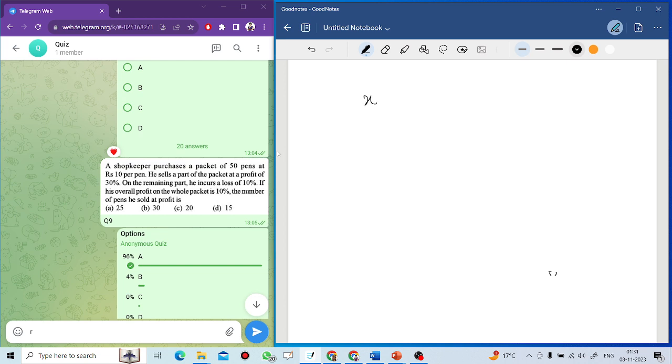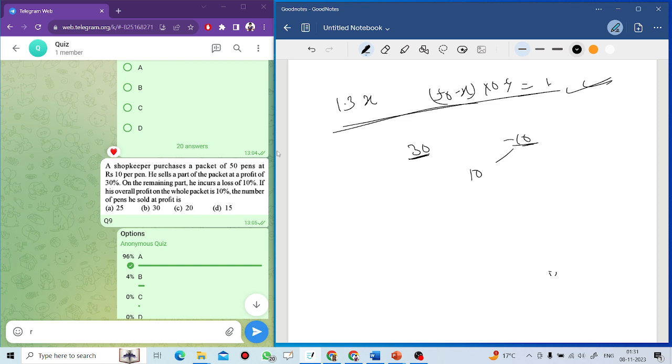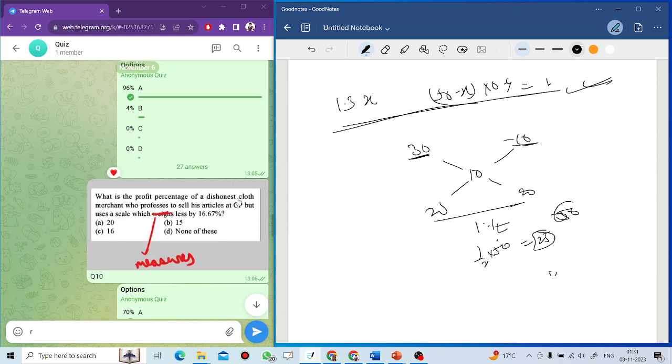Take X pens sold at profit, so 1.3x, and the remaining 50 minus X sold at loss, so 0.9, and then the overall is this. You can form the equation and do this, but I would suggest going for the alligation approach. Profit, so 30, loss, so minus 10, and overall 10, so plus 10 over here. The differences will be 20 and 20, ratio is 1 is to 1, so 50 divided in the ratio 1 to 1, that is 1 by 2 into 50, so 25 each. So A is the answer. Very direct question.